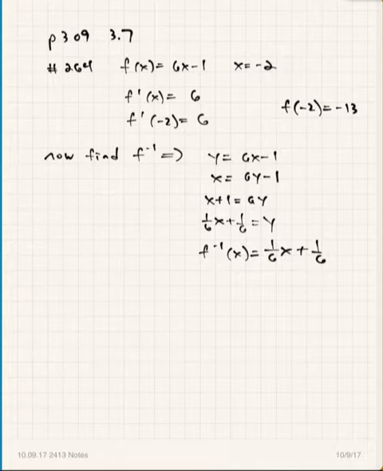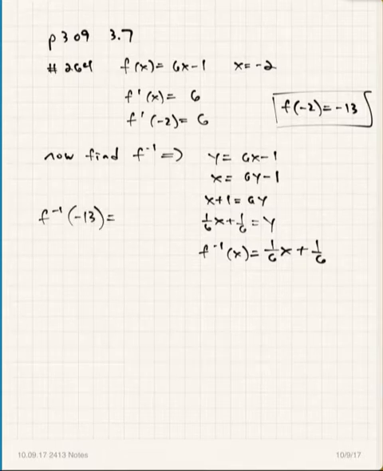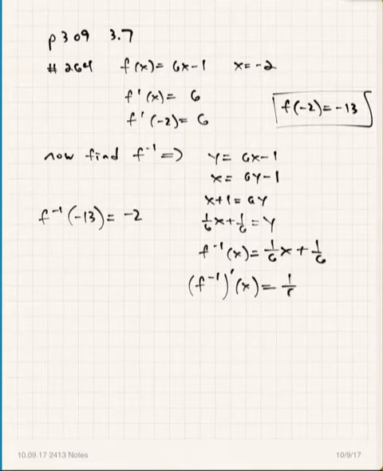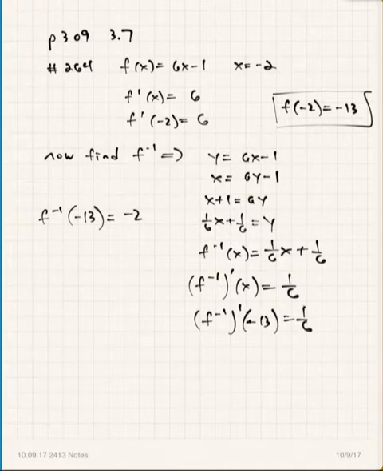All right, and so what do we know here? That for our function, f of -2 is -13. You also know that f inverse of -13 is equal to -2. You could certainly verify that in the function we just talked about. So now, if we find the derivative of this function, f inverse prime of x is just 1/6, and f inverse prime, in particular at -13, would certainly also be 1/6.